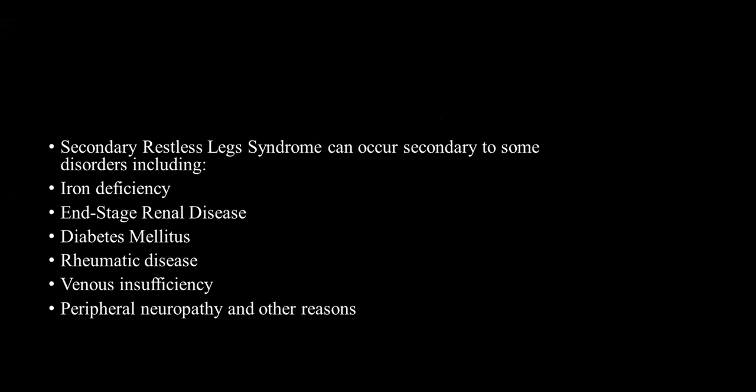Secondary restless leg syndrome can occur secondary to some disorders including iron deficiency, end-stage renal disease, diabetes mellitus, rheumatic disease, venous insufficiency, peripheral neuropathy, and other reasons. Restless leg syndrome mostly affects close to one-third of pregnant, uremic, and diabetic patients.